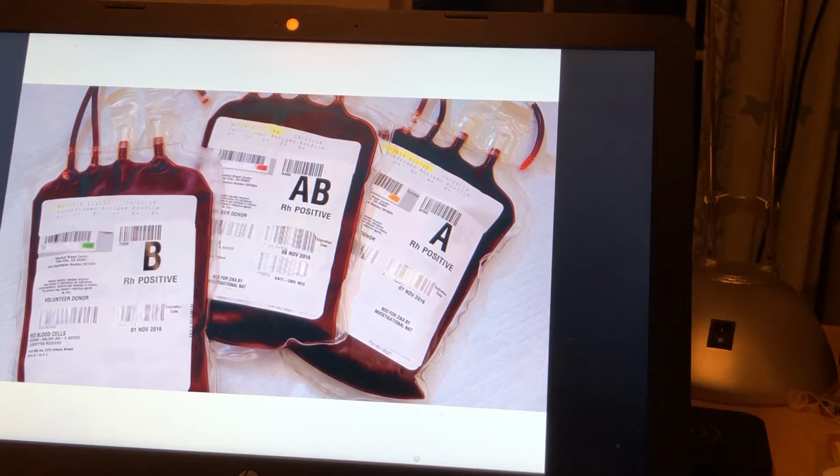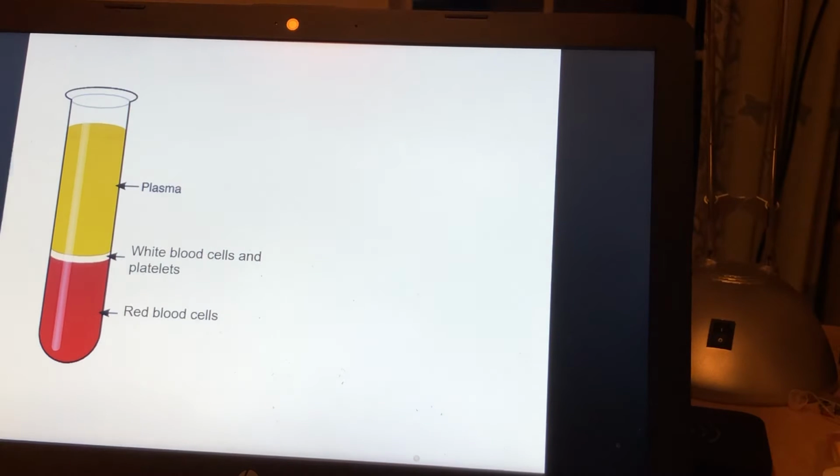When you're a bit older, you might go to the blood donors, and this is what little bags of donated blood look like. It looks like red paint to some extent, but it's not red paint. If we were to take blood and separate it out, it would look like that. There would be three main sections. We've got blood cells, red blood cells and white blood cells, and then we've got this yellowy liquid called plasma.